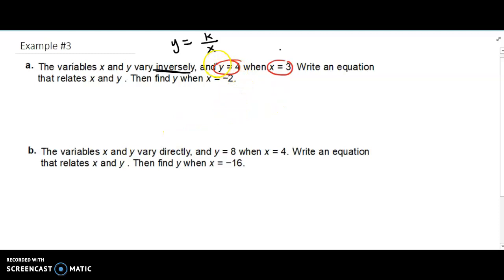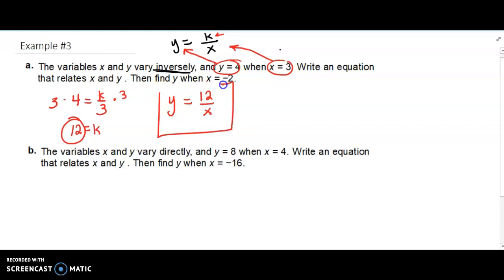So all we're going to do is plug the y in for y, the x in for x. So we have 4 equals k over 3. Now to solve for k, multiply by 3 on both sides, I get 12 equals k. So to find an equation, all I want is my constant. I'm just going to plug my constant back in here. So it would be y equals 12 over x. That's going to be my equation.